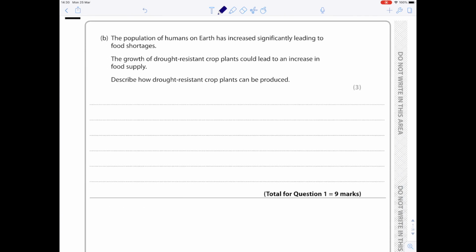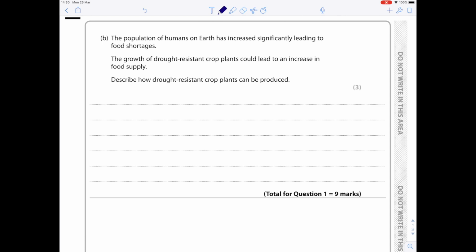The population of humans on Earth has increased significantly, leading to food shortages. The growth of drought-resistant crop plants could lead to an increase in food supply. Describe how drought-resistant crop plants can be produced. So this is a kind of selective breeding, natural selection type of answer.